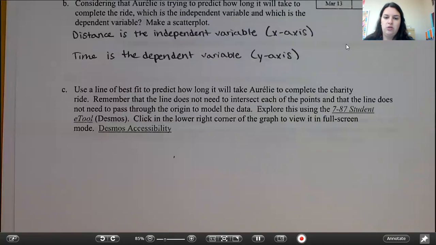Explore this using the student e-tool. So you could explore this using the student e-tool, but I would also like you to draw it on your scatter plot. So do your best and try to come up with your line of best fit. Remember, it does not need to go through each point. When you're creating a line of best fit, you're trying to get as many points above the line as there are below the line. So do your best to do that.